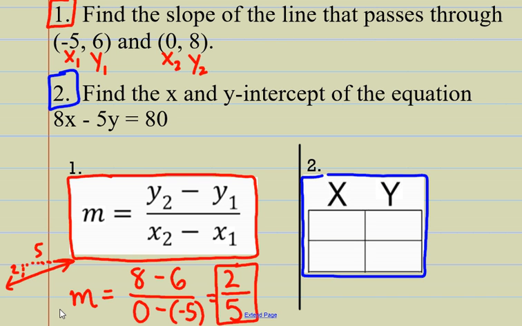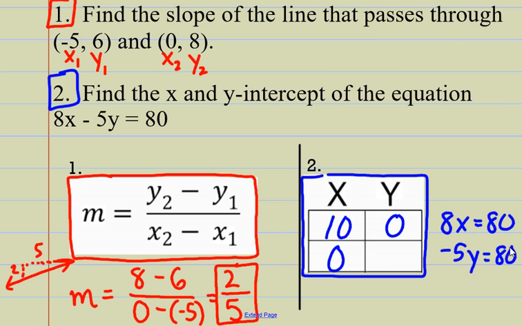Question 2, in order to find the x and y intercepts, you need to use the fact that if you're trying to find the x-intercept, your y-coordinate is 0. If you put 0 in for y here, that equation just becomes 8x equals 80. If you divide by 8, you'll find your x-intercept is the point 10. If you want to find your y-intercept, you put 0 in for x. If you put 0 in for x, this equation now becomes negative 5y equals 80. If you divide by a negative 5, you'll get negative 16.